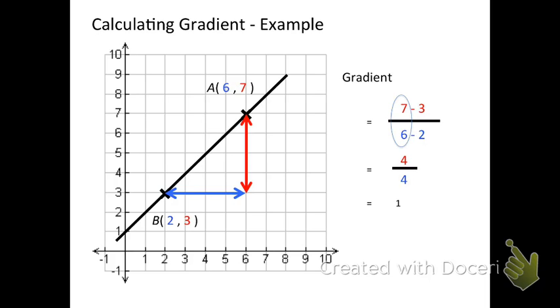What do you realize about 7 and 6? Yes, they are both coordinates of A, the x and the y coordinate of A. 7 is the y coordinate of A, and 6 is the x coordinate of A. How about 3 and 2? 3 is the y coordinate of B, and 2 is the x coordinate of B. Do you realize they're over each other?